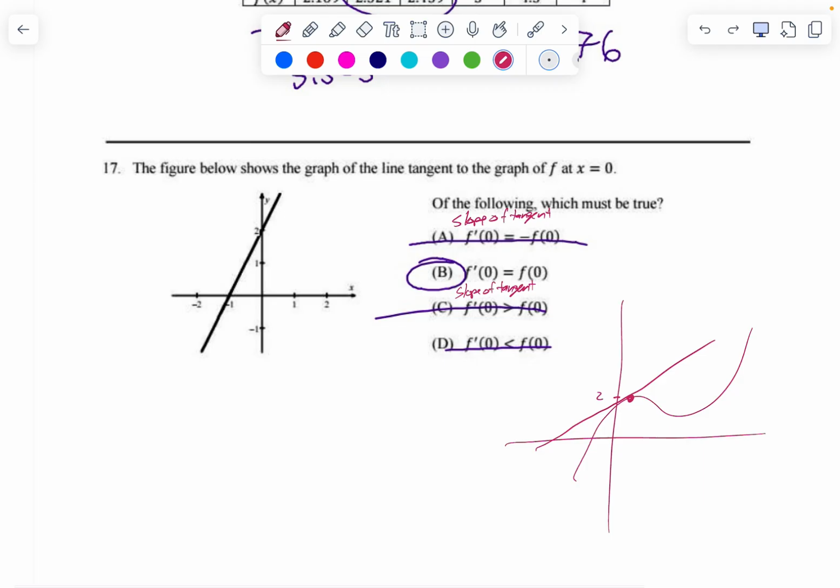Okay, and then obviously D doesn't have to be true. The slope evaluated at that point does not have to be less than either, right? My example here shows that it could be greater. So B is the only one that's true. The value of the function there has to be the same, right at that point.